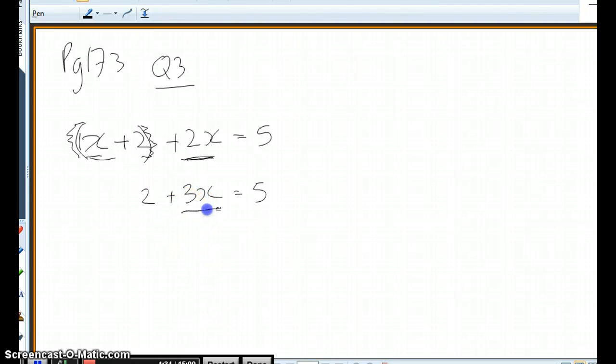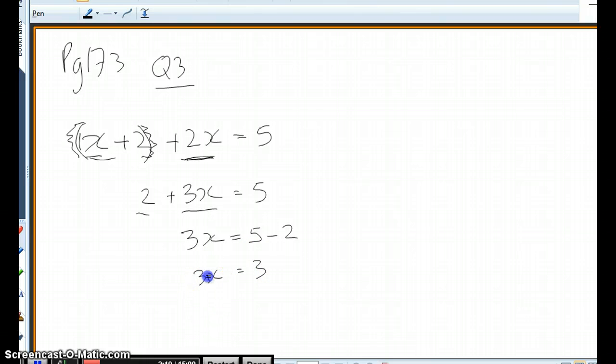Think about what happens to x. It gets multiplied first, then it gets 2 added. The result is 5. You have to undo the 2, then undo the 3. If you do it the wrong way around, you'll get the wrong answer. So undo 2, by taking it away from both sides. Yep. And then I'm left with 3x equals 3.